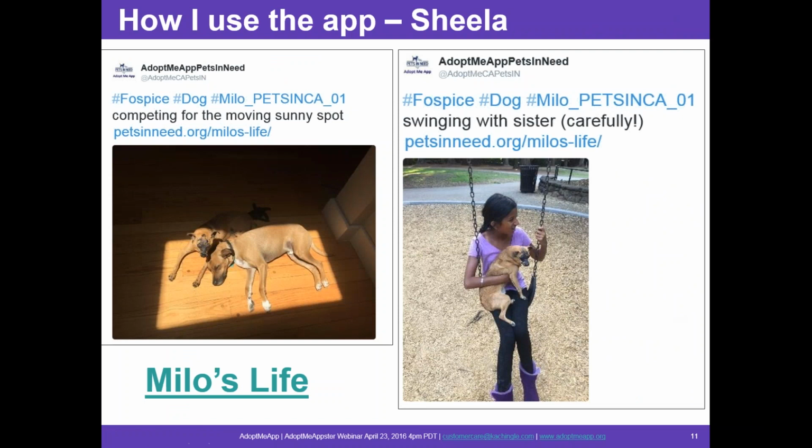So Sheila, you're a couple of the hundreds. I think Sheila's done nearly 500 posts with her hospice dog. She started very early, before we even had it fully up and running at Pets in Need. I've just selected two: one which is Milo with his brother dog, who are always trying to be in the sun, and then one with Sheila's daughter on the swing.